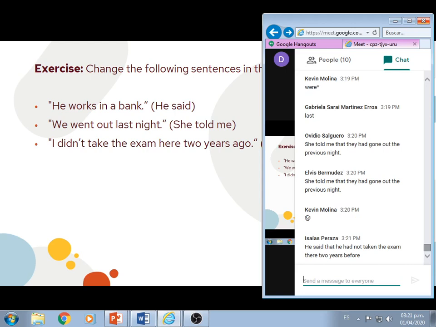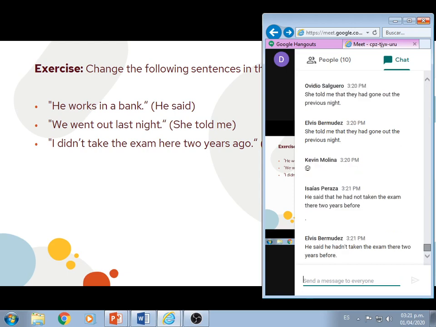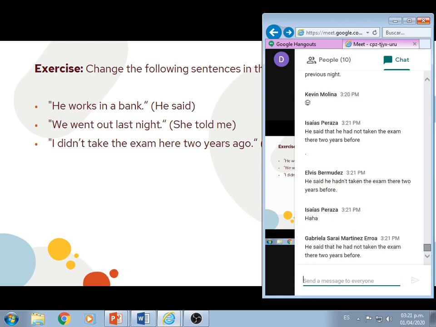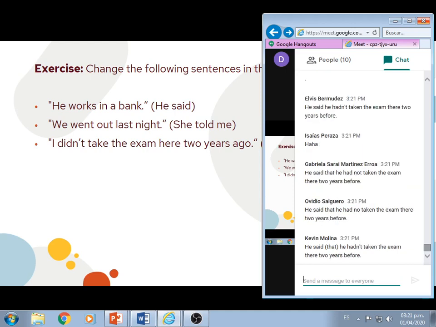He said that he had not taken the exam there 2 years before. Perfect. You're just missing a period, Isaiah. He said that he had not taken the exam. Perfect. Okay, good. He said he hadn't taken the exam there 2 years before. Okay, Elvis. Let's see, Gabby. He said that he had not taken the exam there 2 years before. Yes, that's the way it is. Ovidio, he said that he had not taken the exam there 2 years before. Exactly. Yeah, Kevin, good one. He said he hadn't taken the exam there 2 years before. Perfect. I guess this is getting clear.